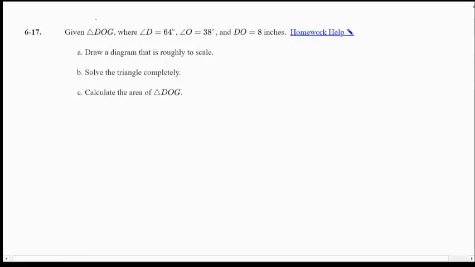Here we're given triangle DOG, and we're given 2 angle measures and 1 length. So first thing to do here is draw a sketch, a rough sketch. So call this D, O, and G. I drew that triangle without really looking at the degrees, so bear with me here. So D is 64, O is 38, and DO is 8 inches.